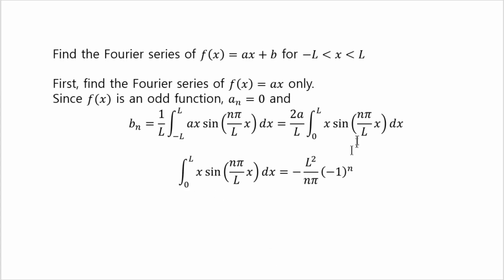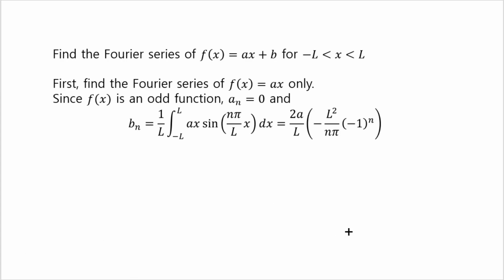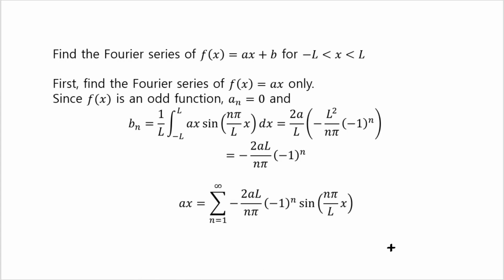Now we're going to replace this part by this integral value. Then L squared divided by L is just L on top. So we can simplify like this. And once you have all the b_n's, and we also know that a_n is 0, then we can write down the Fourier series for ax, which is this series on the right.